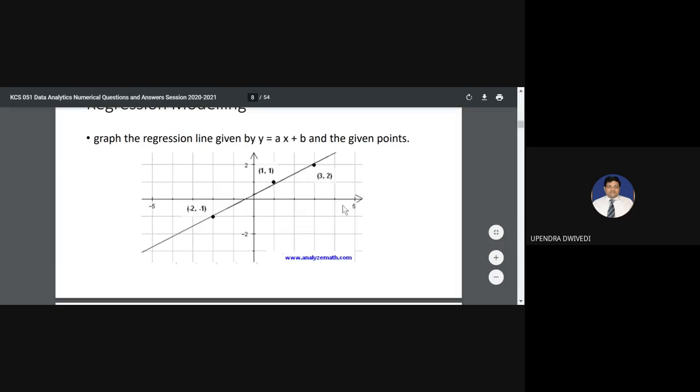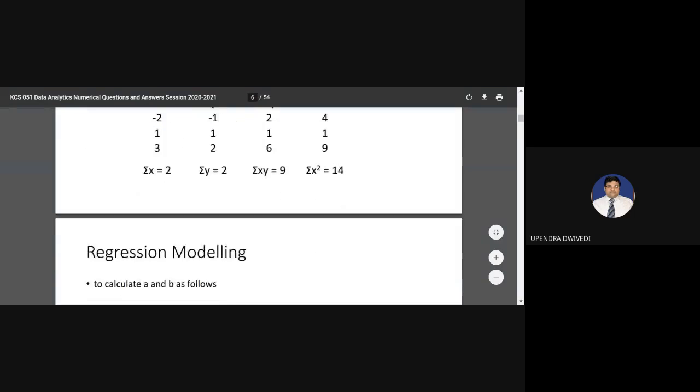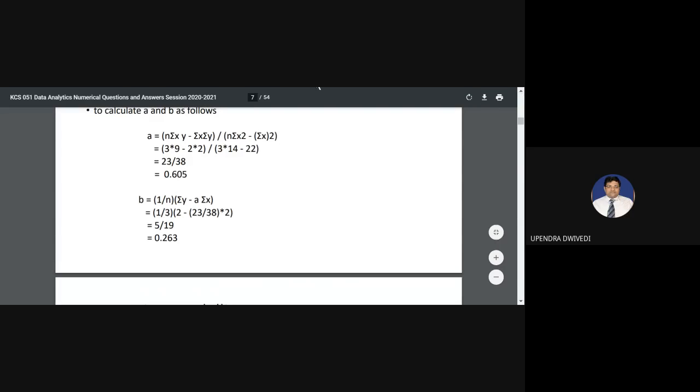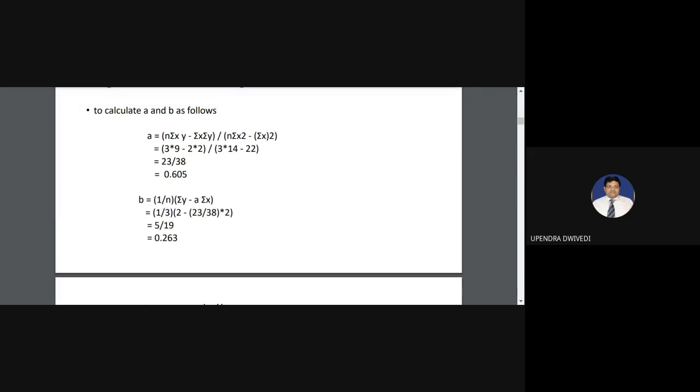Okay. So any doubt in this question? Anyone? It's a very simple question. You have a formula of A and B. You have to calculate A and B. Okay, I see, no doubt.